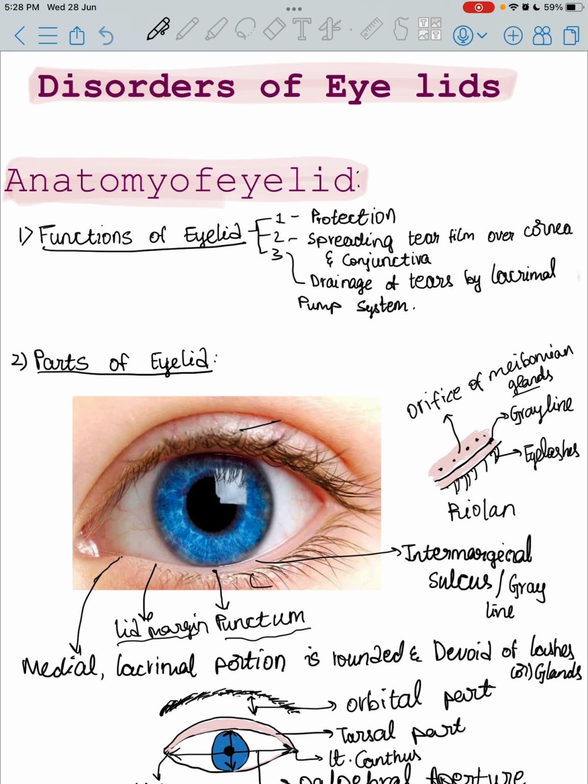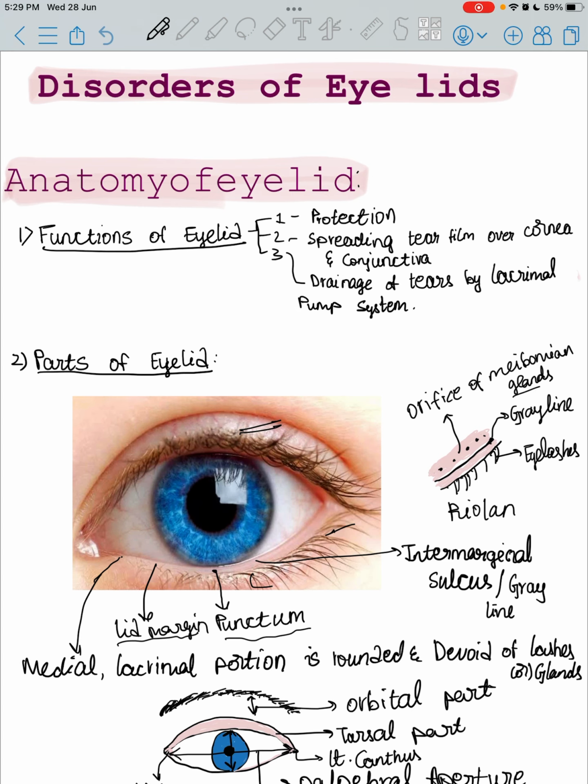Parts of eyelid. We all know that there are two parts, the upper eyelid and the lower eyelid. And the eyelid is divided by a horizontal furrow, the sulcus, into an orbital and a tarsal part.